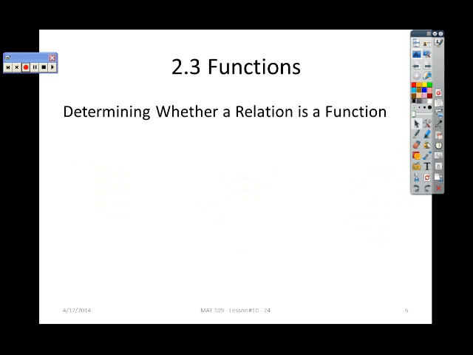If we want to determine whether we have a relation or a function, depending on what form your relation is given in, you use different techniques. One way to write a relation is by a set, and each element in the set is an ordered pair. So you have a set of ordered pairs. The first number in your ordered pair is the input, the independent variable. The second one is the dependent variable.